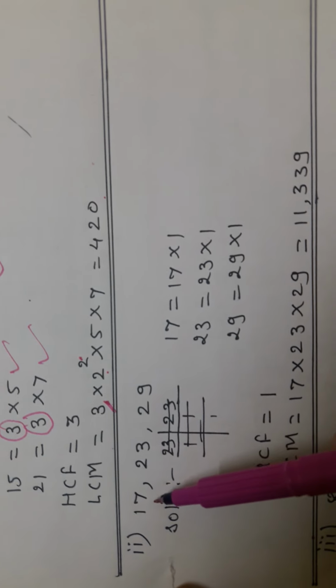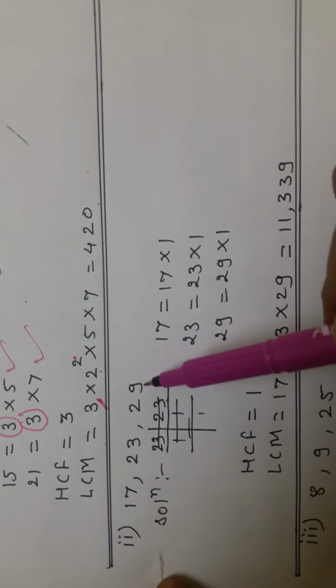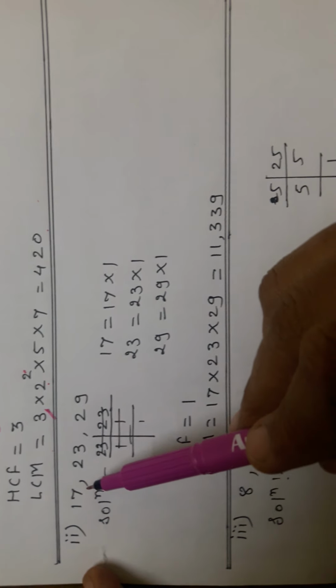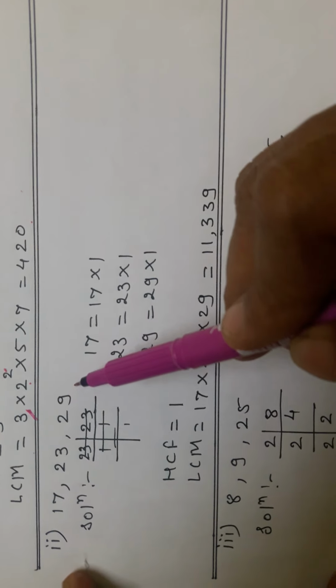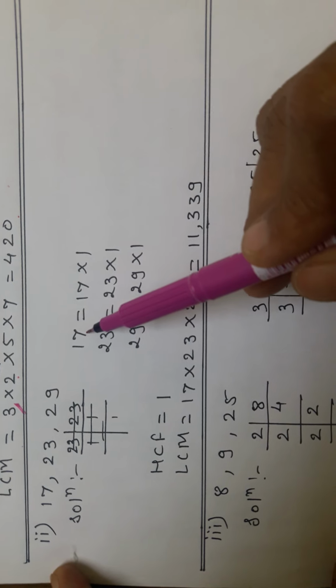Then the next problem, 17, 23 and 29. We find that 17 is also a prime number, 23 also, and 29 also. So what are the factors of 17?